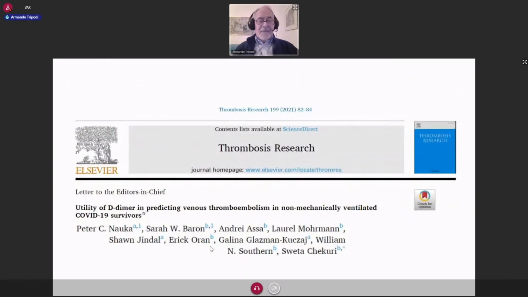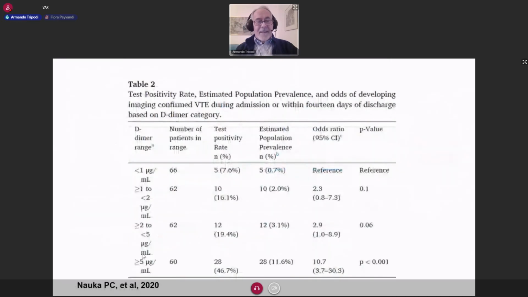There were some other papers publishing information on D-dimer. This one was on the utility of D-dimer in predicting venous thromboembolism in non-mechanically ventilated COVID-19 survivors, as you can see here. The authors here investigated different values of D-dimer to see whether they were predictors of venous thromboembolism.